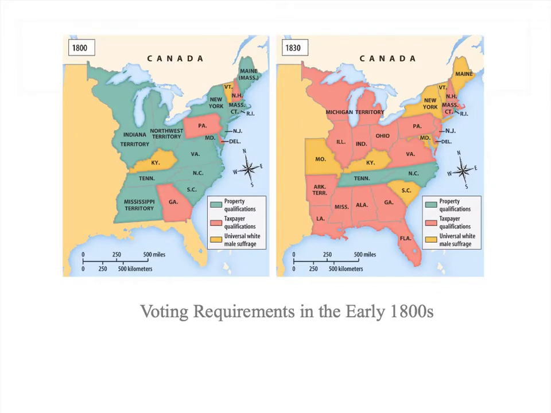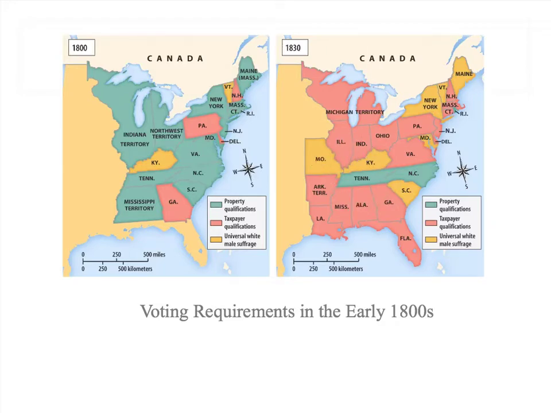The first thing we're going to look at as to why this new democracy came about is the change in voting requirements in the early 1800s. As you can see from the map on the left, to be able to vote in 1800, most states and most territories required that you had to own property. As we move forward to 1830, it shifts over more to taxpayer qualifications. In other words, to be able to vote, all you had to do was be able to pay taxes. You didn't have to own property or anything like that. For our purposes, as you can see, Tennessee is still holding to this property qualification.